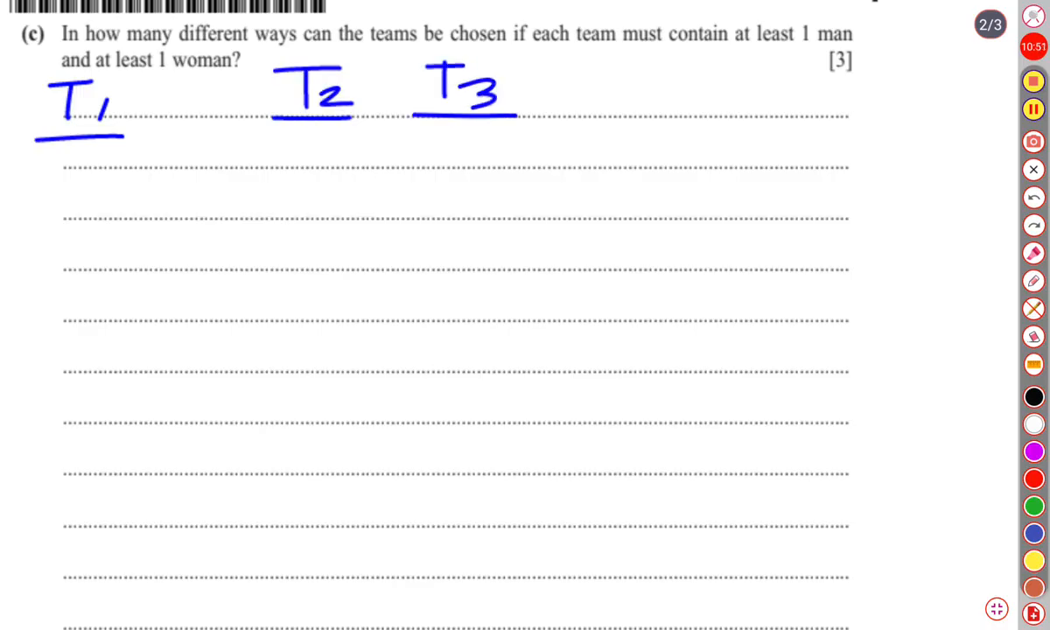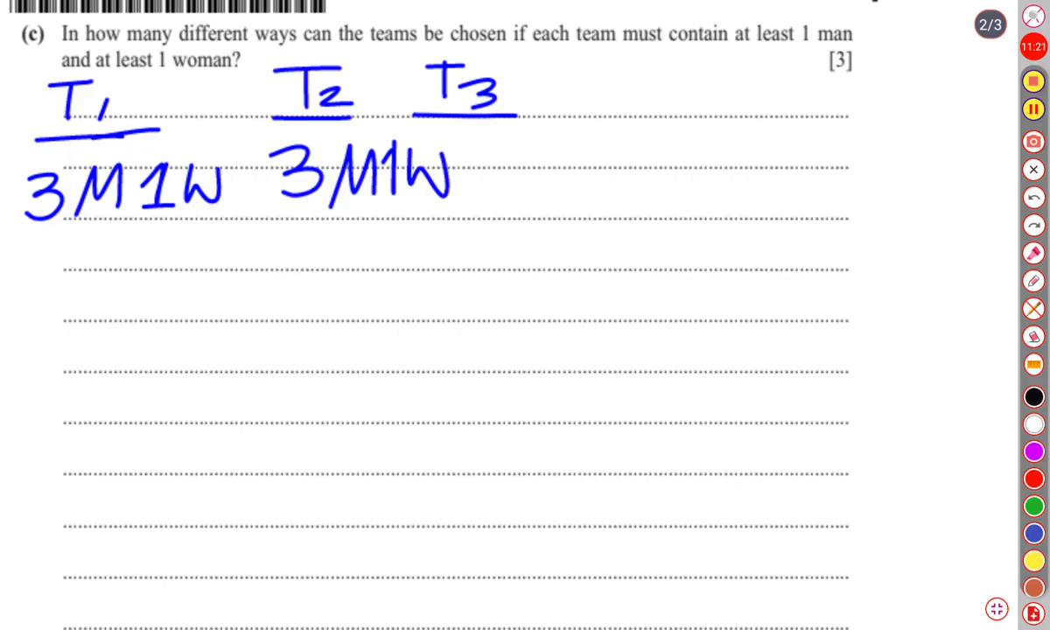For the first team, suppose we choose 3 men, as there should be a total of 4. Remember, we should not deviate from the question. They have told us that in each team the total number of members will be 4. So if 3 men, then there will be one woman for the first team. And for the second team also we can choose 3 men and 1 woman.